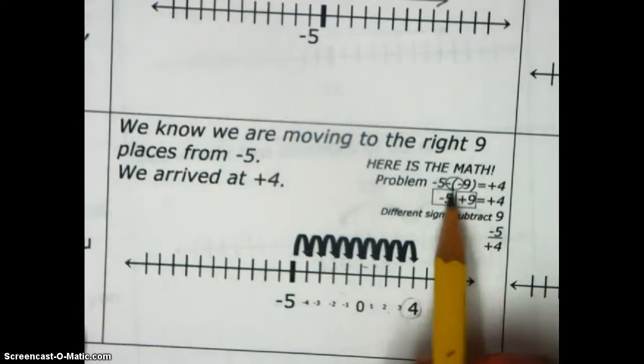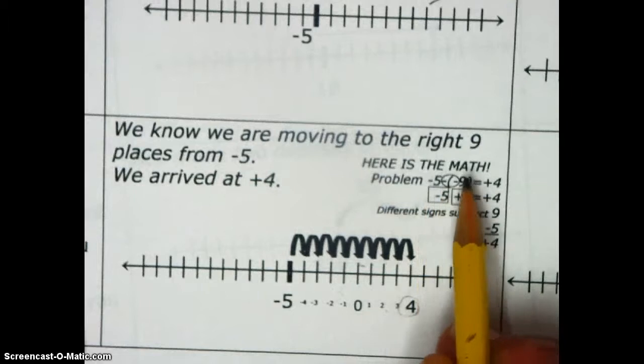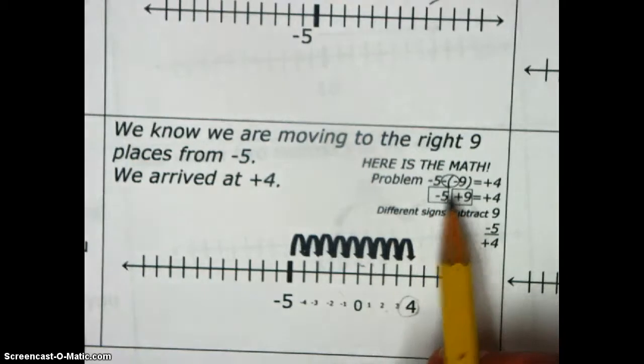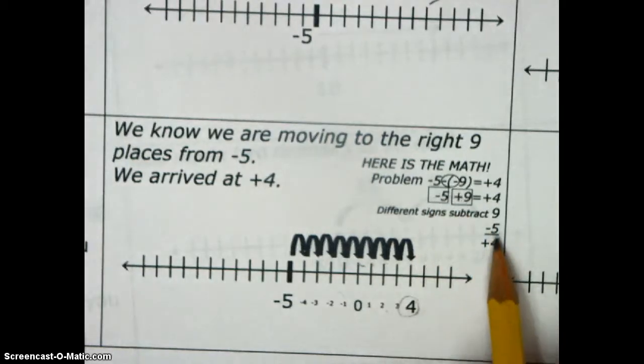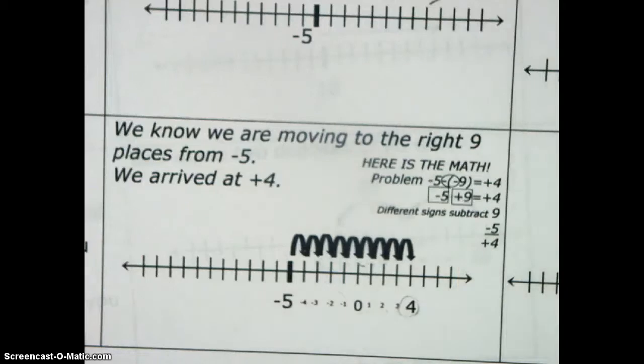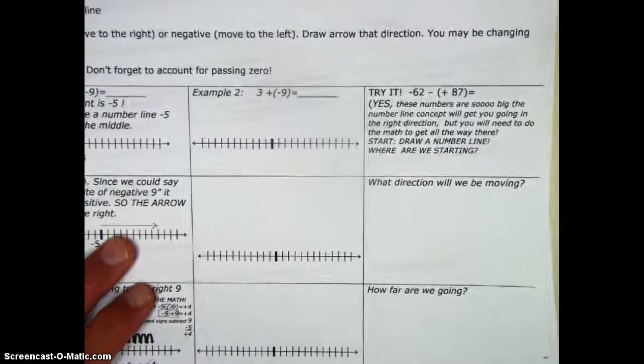So if you think about it, this is the math: negative 5 and the opposite of negative 9. So we have negative 5 and positive 9. Different signs, subtract. 9 minus 5 is 4. Keep the sign of the bigger number or the more units. Okay? All right, let's do another. Let me lead you through another example and then I'll have you try it.